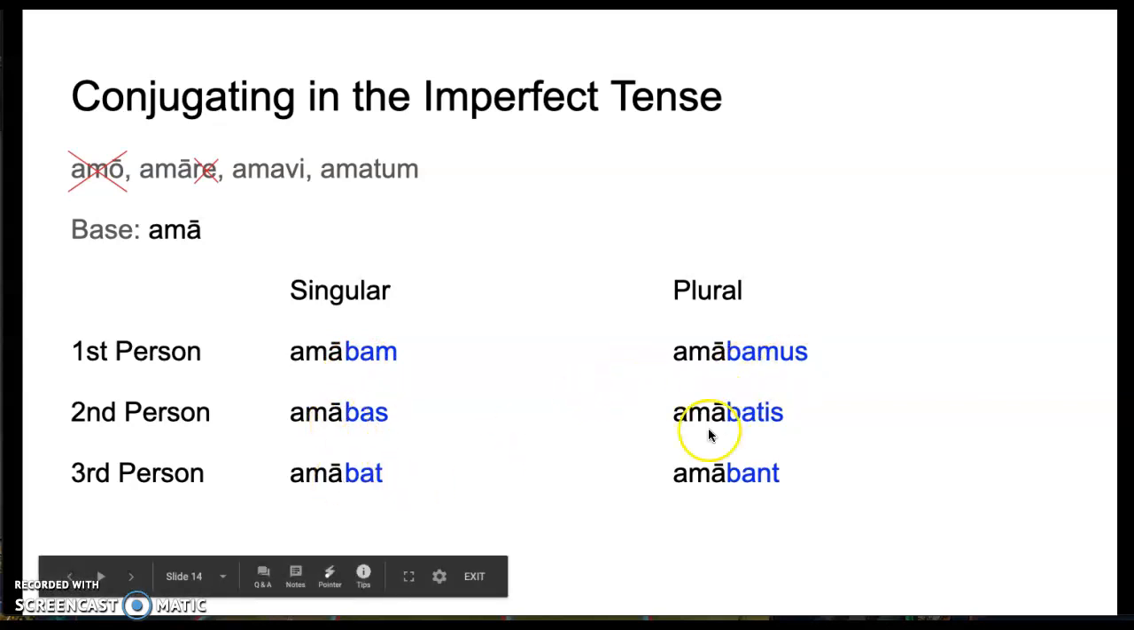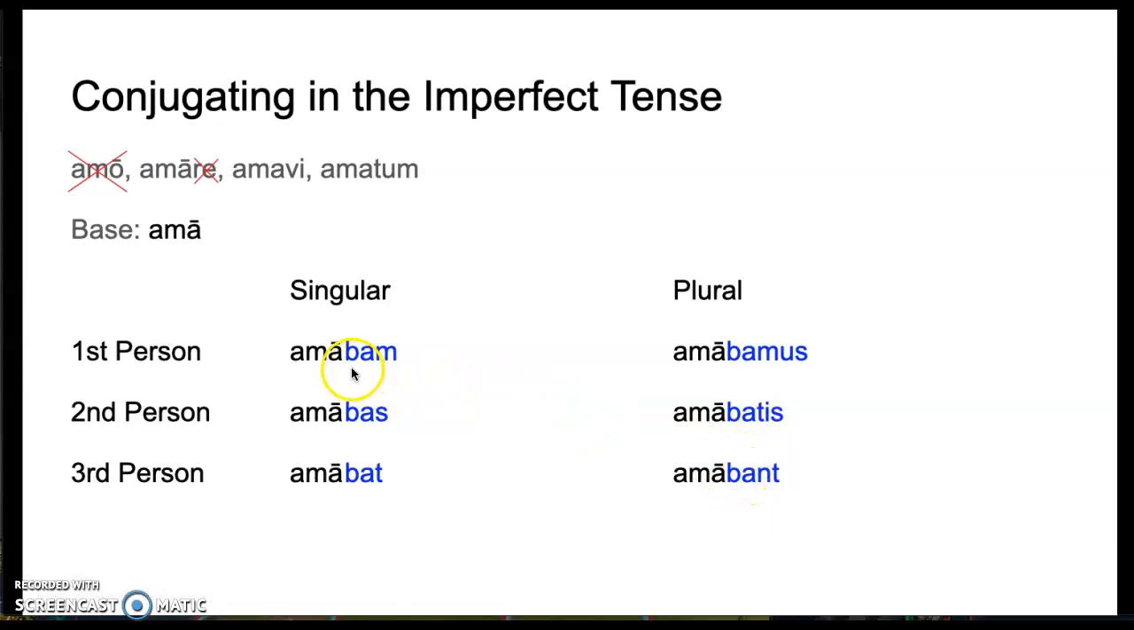And one way I can remember my imperfect tense endings is that the imperfect tense goes back to the past. The BA reminds us that it goes back to the past.